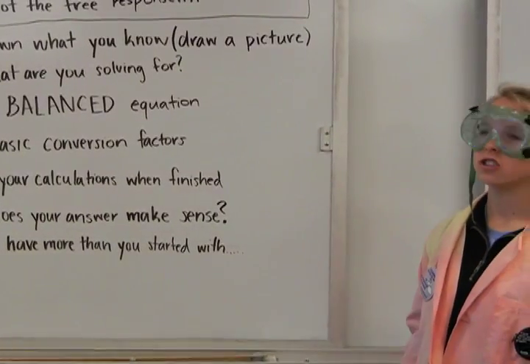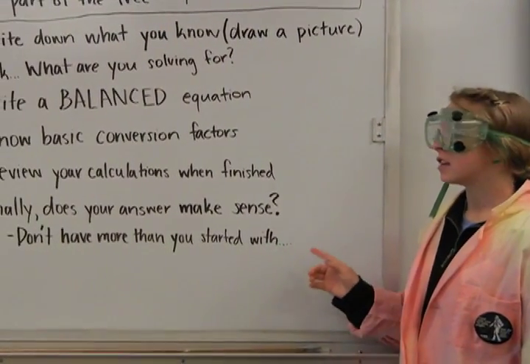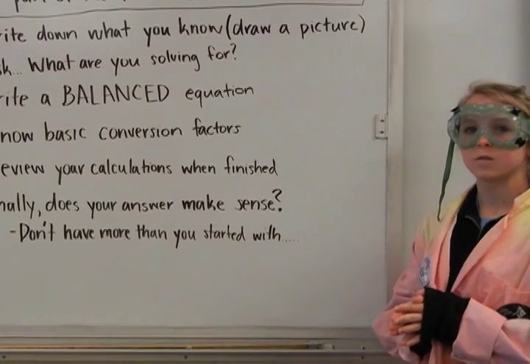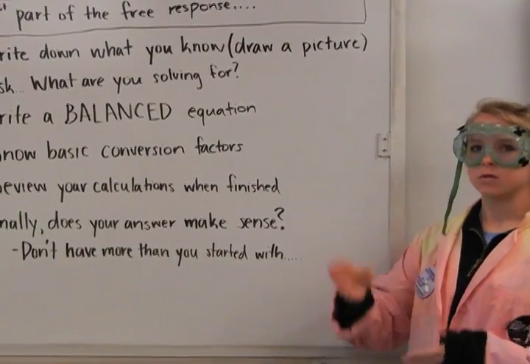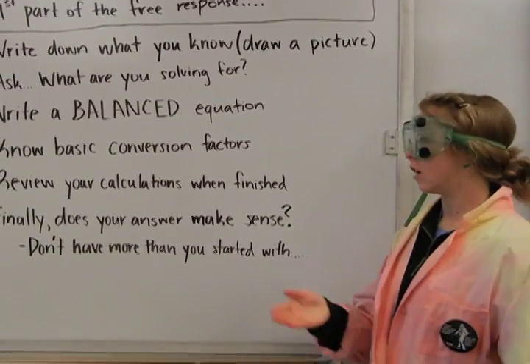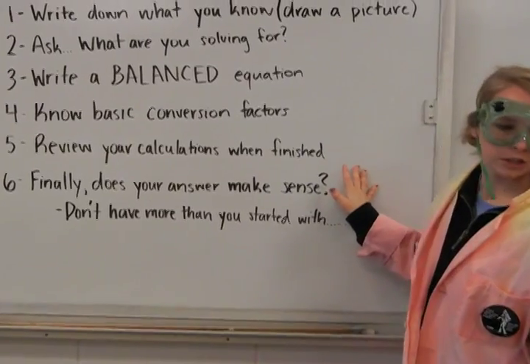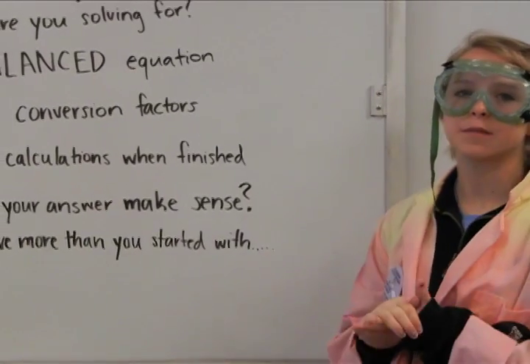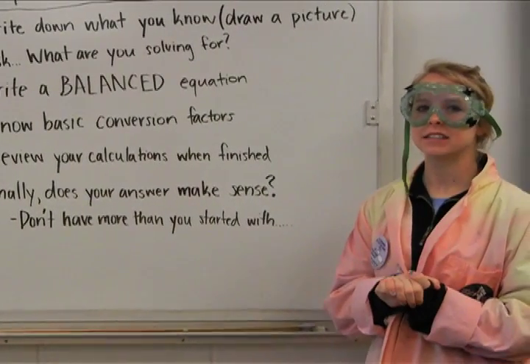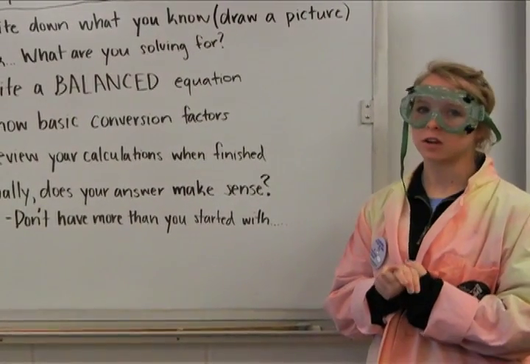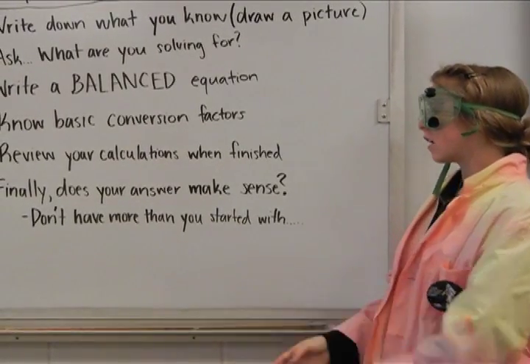You're given an equation sheet on the free response, so it's a little easier than on the multiple choice. So the equation sheet will also have units, so it'll help you to understand what units will cancel out and any questions you know. Number 5, review your calculations when finished. All you have to do is a quick, simple check with your calculator to make sure you type it in right. But do this at the end of the test if you have time, so you don't waste too much time when you could be getting points on other questions.